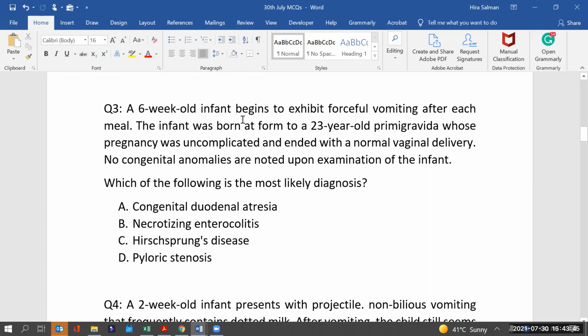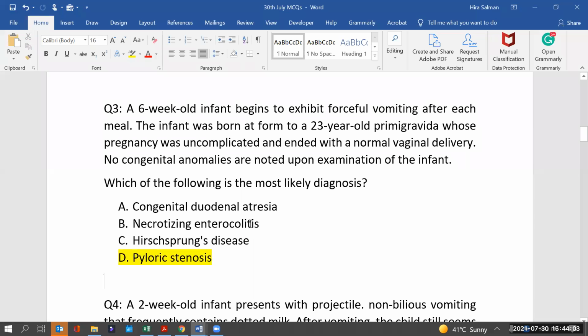Otherwise, of course, there are lots of other things which are very common in pyloric stenosis. Say, for example, lab results and especially the signs, all the radiological signs. So here the answer is pyloric stenosis. Sir, yes, sir. How to differentiate from necrotizing enterocolitis?